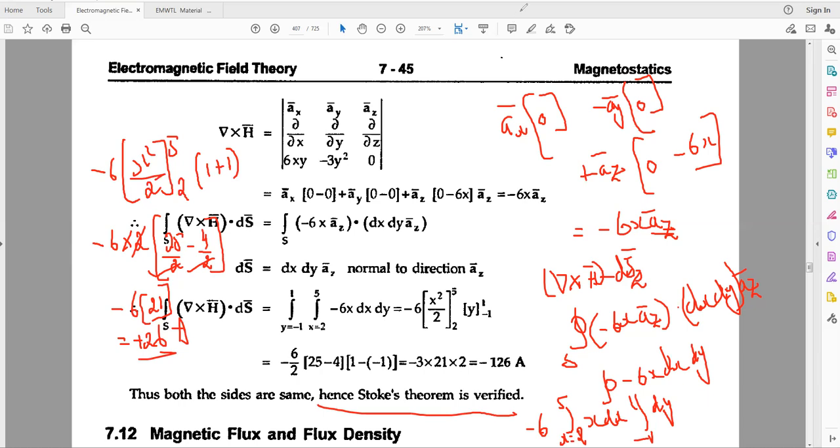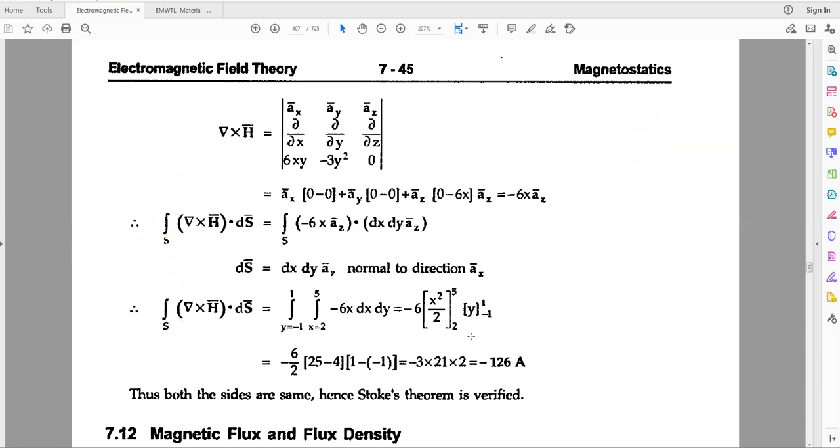So what is the Stokes theorem saying here? Del cross h bar dot ds bar is equal to the integral h dot dl bar. The line integral is converted into the surface integral.